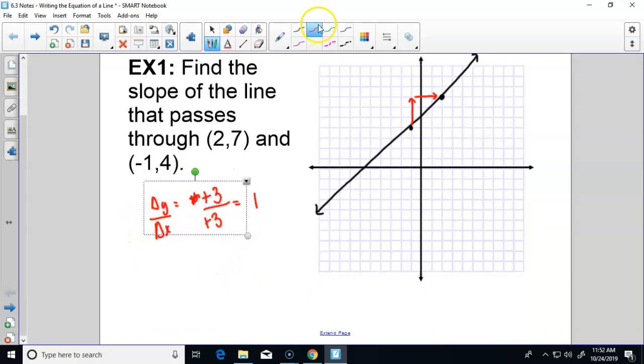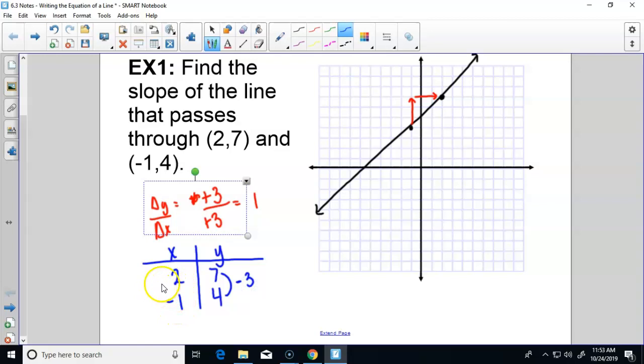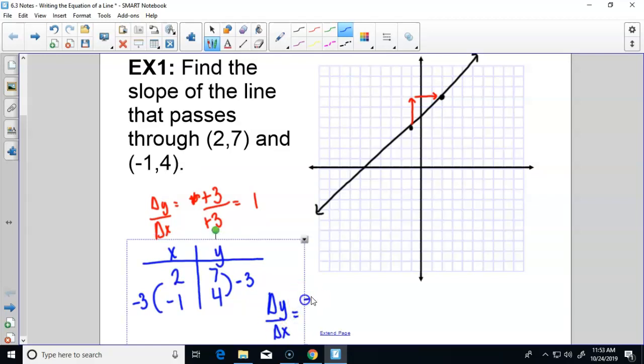Another possibility that you have already done is to make yourself a little table. So x, y, you would have (2, 7) and (-1, 4). And so your change in y goes down 3. And then from 2 to -1, that also goes down 3. So your change in y over your change in x is -3 over -3. And -3 divided by -3 is also 1. So either way, the slope of this graph right here is 1. So those are some things we've already looked at.